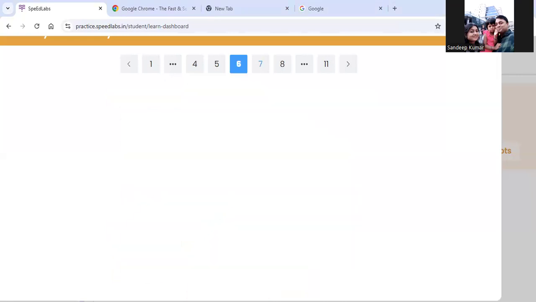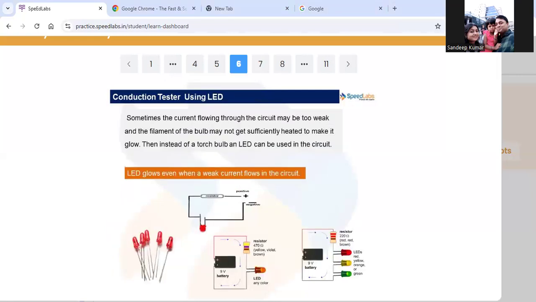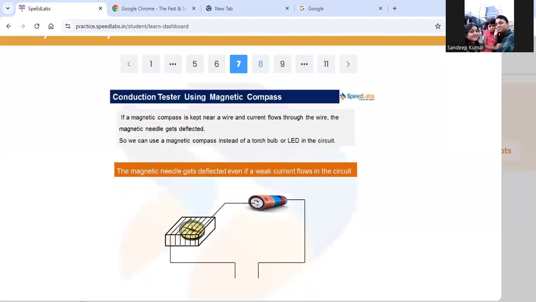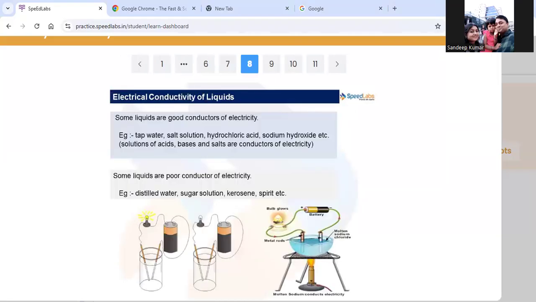Next concepts. Conduction tester using LED. You can see like that LEDs are there. Sometimes the current flowing through may be too weak and the filament of the bulb may not get sufficiently heated to glow. Then instead of the torch bulb, we are using what? LED in the circuit. Okay, you can even see the conduction using the magnetic compass, and electrical conductivity of liquids as I showed.